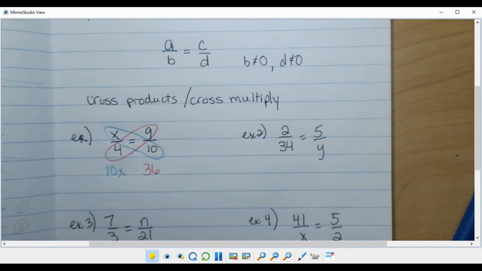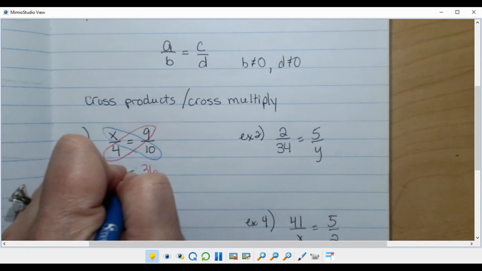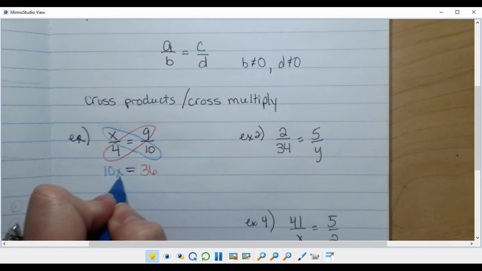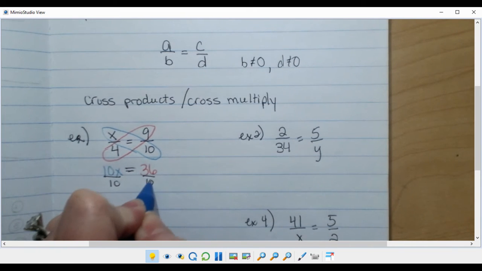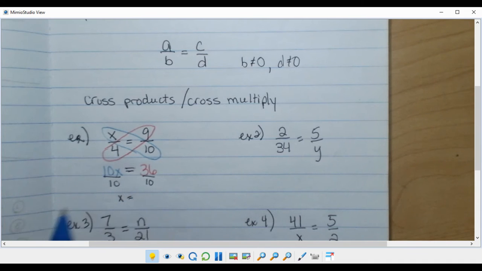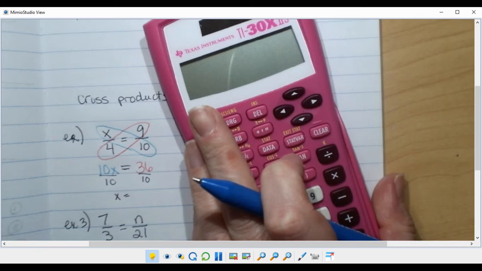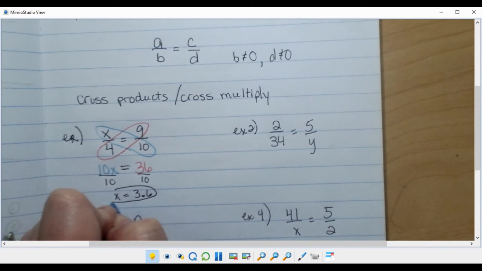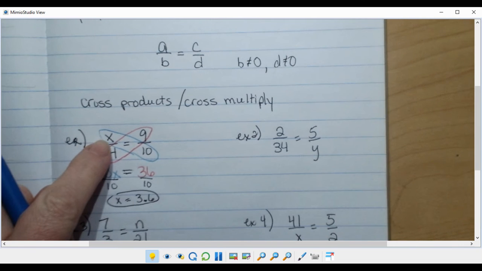This has now made an equation. So I've come up with 10x equals 36. Well, you know how to solve those. We'll divide both sides by the coefficient, 10. 36 divided by 10, you can slide a decimal or grab out your calculator, but this will give me 3.6. So in this place, we would get 3.6.